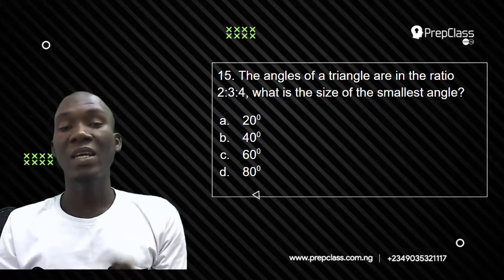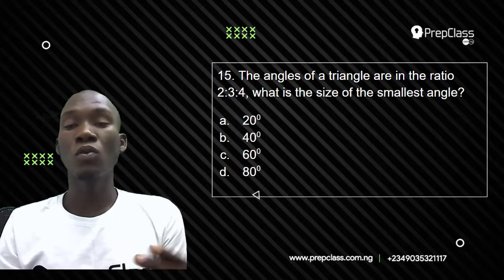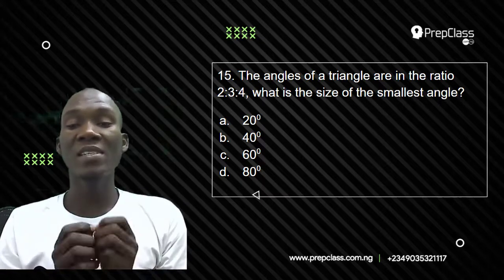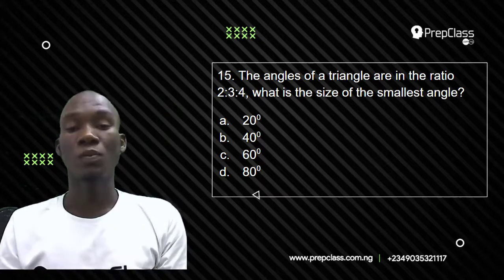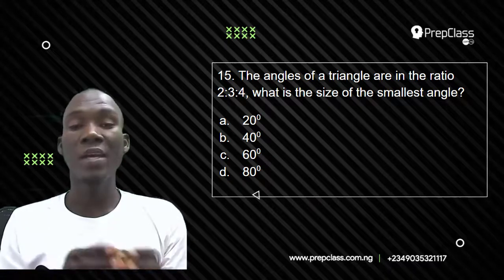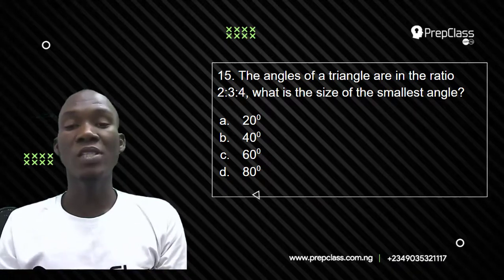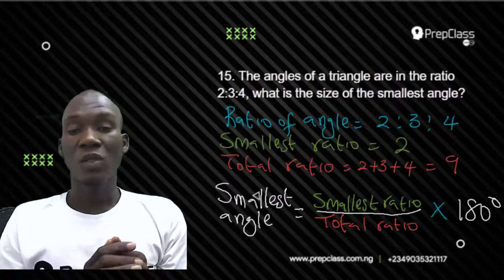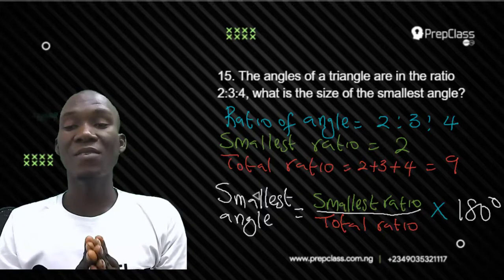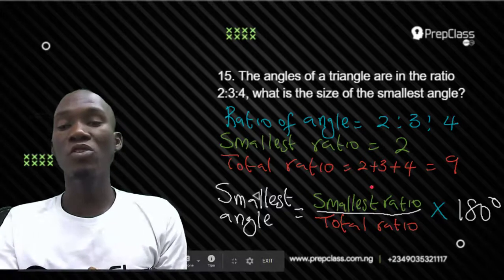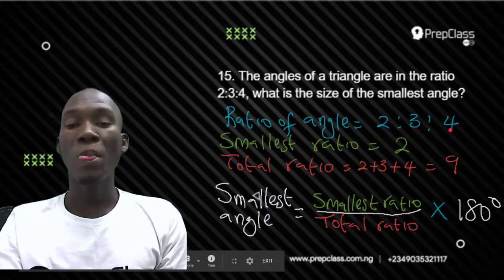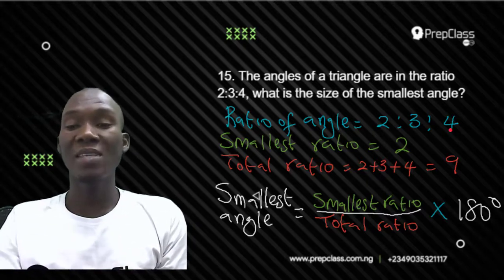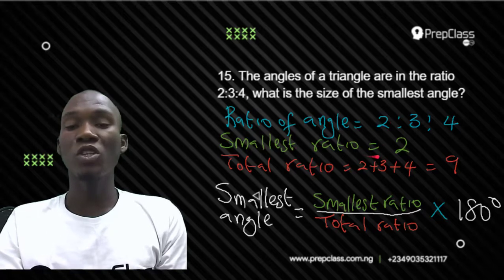Question number 15. The angles of a triangle are in the ratio 2, 3, 4. What is the size of the smallest angle? Now we have the options: A, 20 degrees, B, 40 degrees, C, 60 degrees, D, 80 degrees. To solve this, we have to identify our ratios. We have the ratios to be 2, 3, 4. Now the smallest angle corresponds to the smallest ratio, and that is 2.